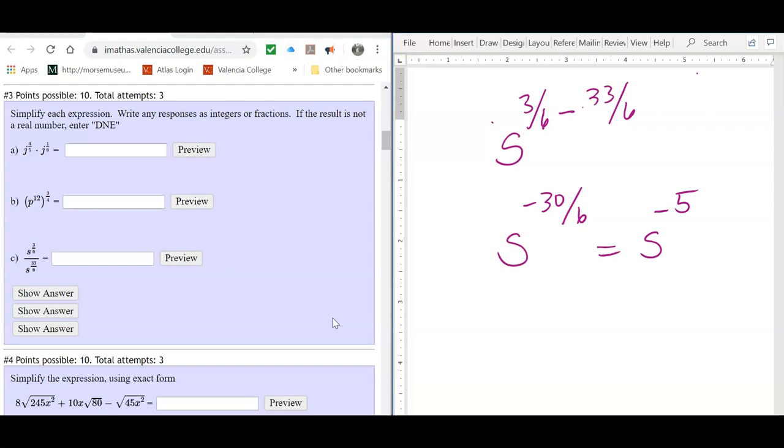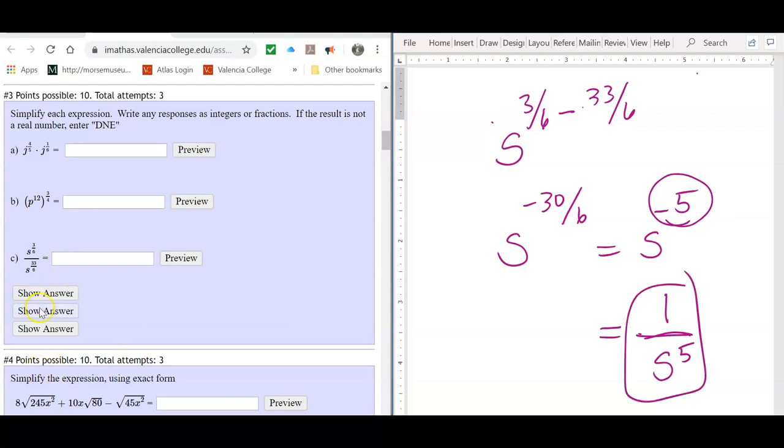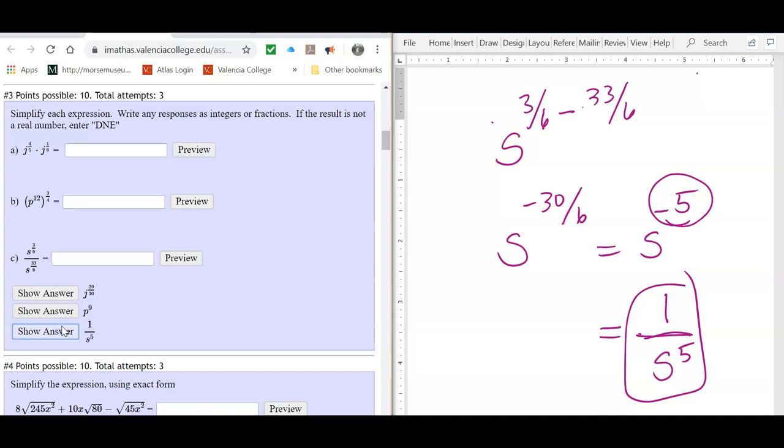And typically, iMath AS likes us to write in positive exponents. So I'm going to make that be 1 over s to the 5th. Because we know that the rule for exponents says that if you want to make a negative exponent positive, you change its location in the fraction. So in this case, it's in the numerator because it's over 1, basically, right? And so we're going to move it to the denominator. So this would be my answer. And let's just check those out. Looks good.